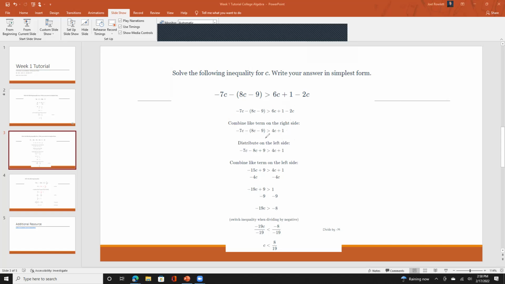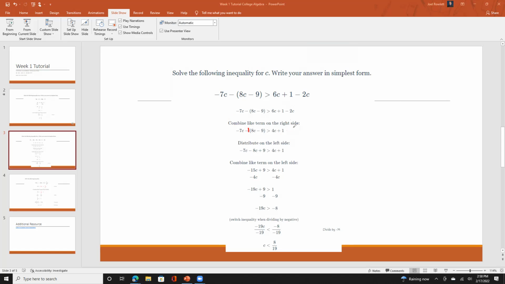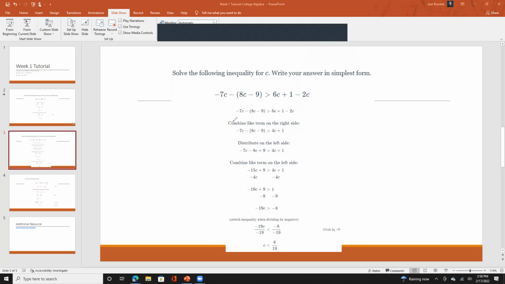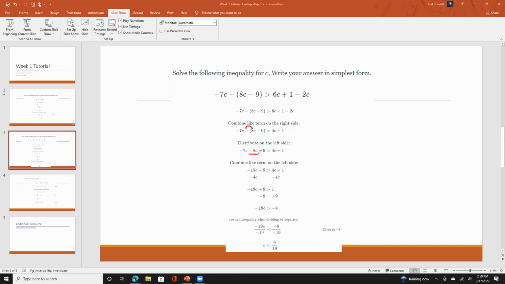Okay, at this point, what they decided to do was to go ahead and distribute on the left side. Now, remember that technically we have an understood 1 here in front of the parentheses. So let's not forget that as we distribute. We're going to have negative 7C. Then we take negative 1 times 8C. That gives us negative 8C. And then we distribute the negative 1 times the negative 9. That gives us a positive 9. And then again, like before, except this time we're working with the left side, we just bring down the right side.